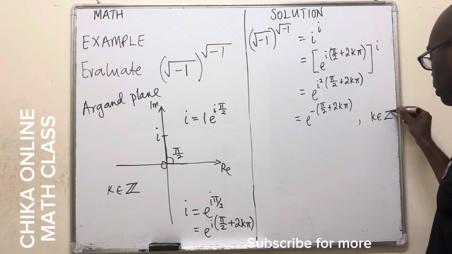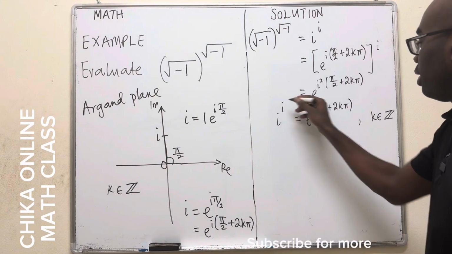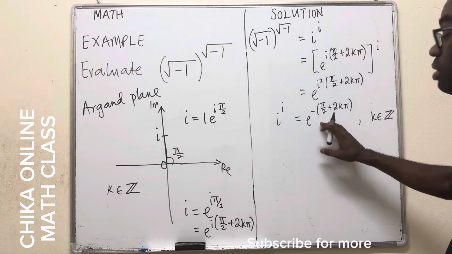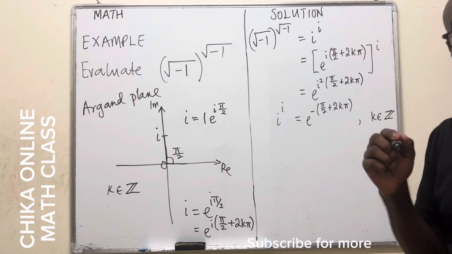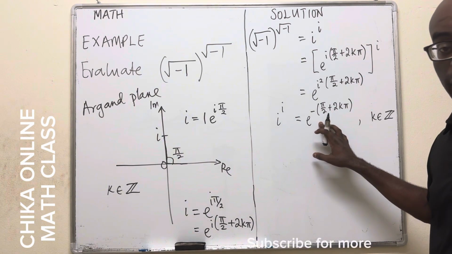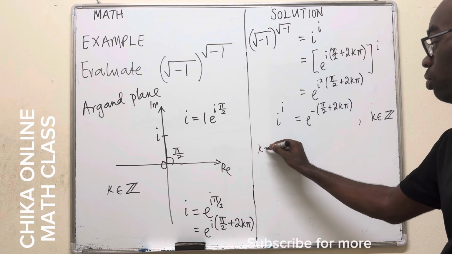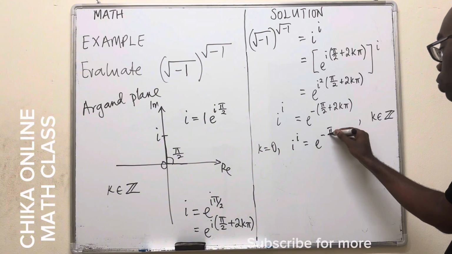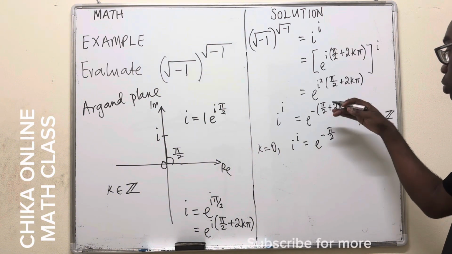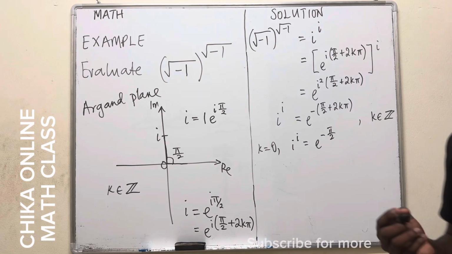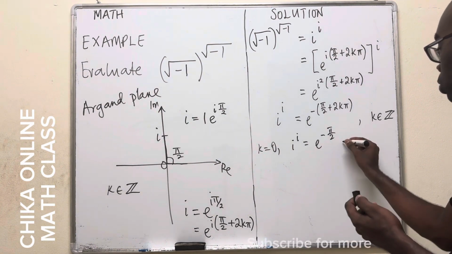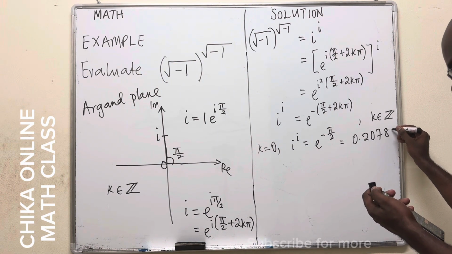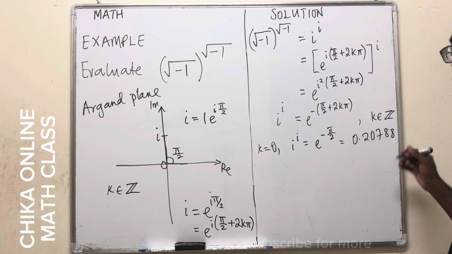k is an integer, in Z. So i raised to power i is equal to this. Since k is an integer, this value is infinite. For every value of k, this changes. For instance, if k is 0, i raised to power i will be exponential minus pi over 2 plus 2 times 0 pi. So this will be exponential minus pi over 2, which if you press in a calculator, you get 0.20788, correct to 5 decimal places.